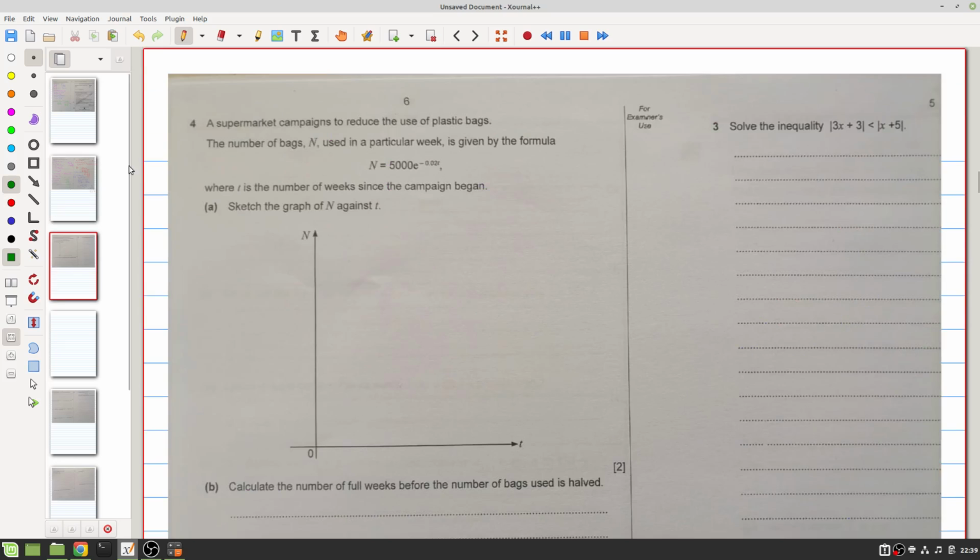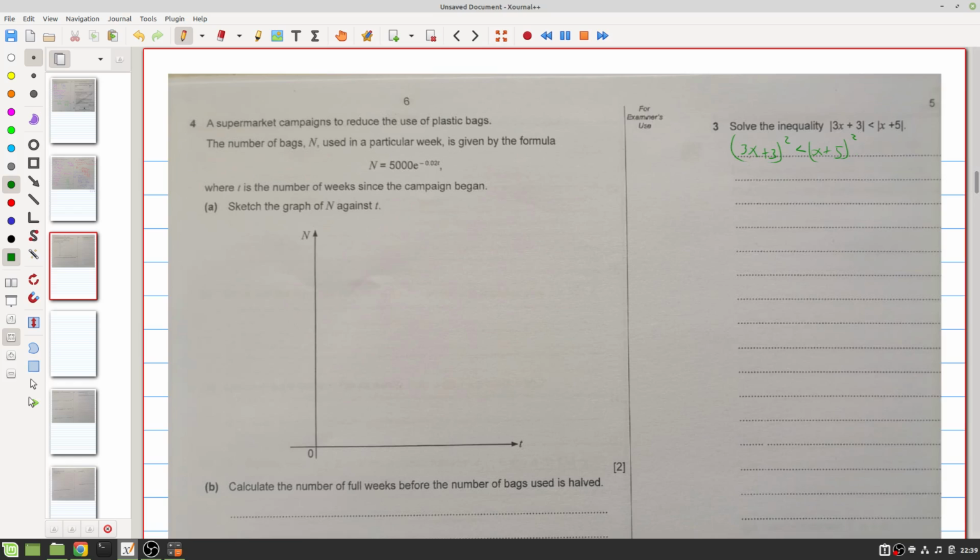Solve this inequality. Okay, so we've got 2 absolute value things. So my advice would be, if you've got 2 absolute value things, the easiest way to think about this is just square both sides, right? So we're just going to start this by saying that's going to be 3x plus 3 squared less than x plus 5 squared. This is, I believe, the simplest way to do that. You've got two absolute value signs.